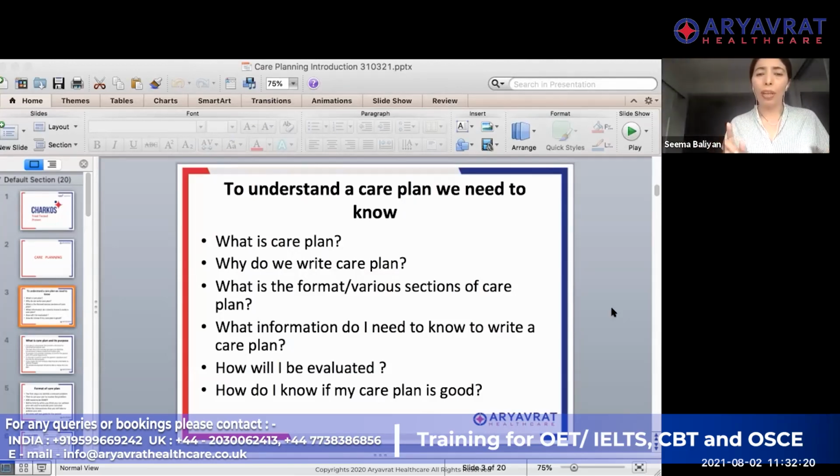Yeah. So whenever we are writing a care plan, think about this thing, and that is the reason why we write the care plan. Now, the next few questions are: what is the format, the various sections of the care plan, what information do I need to write in the care plan, and how will I be evaluated. These are the questions we are going to answer as we go along.